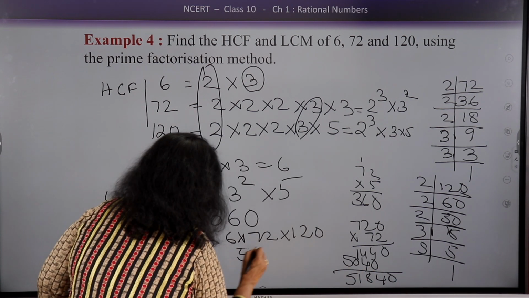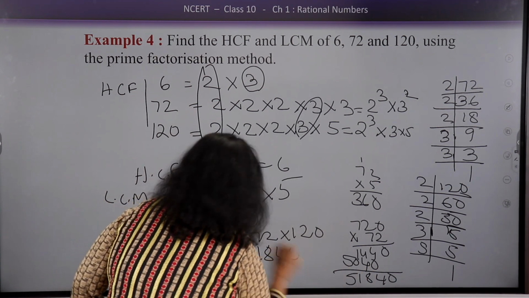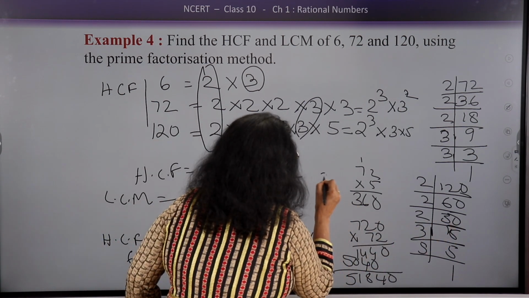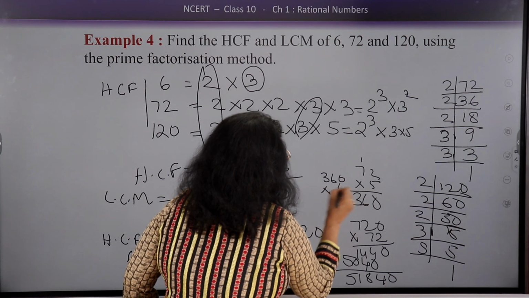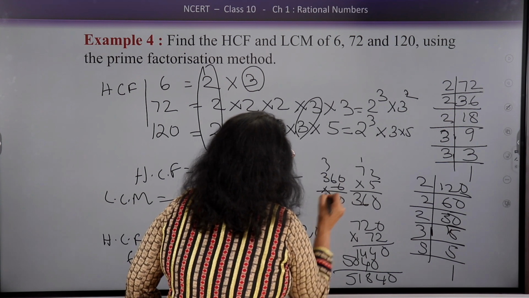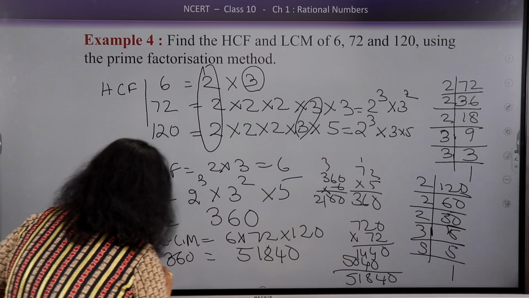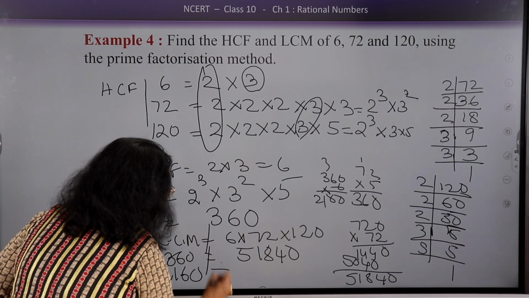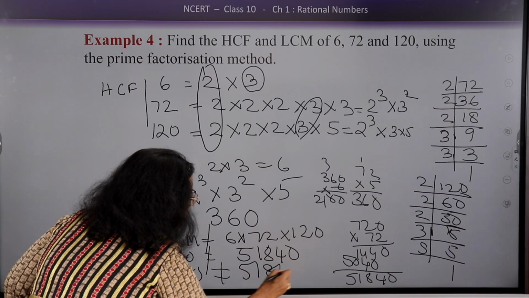51840. What is 360 into 6? 360 into 6. 0, 18, 2160. So not equal to, not equal to. It is not equal to.